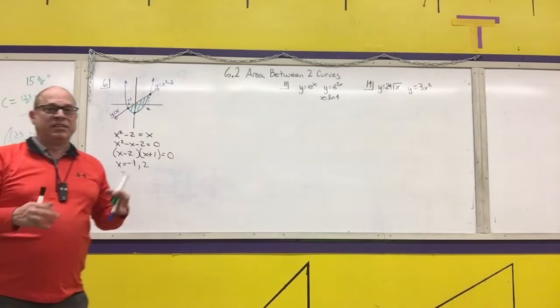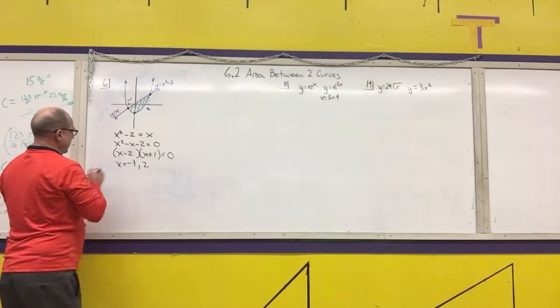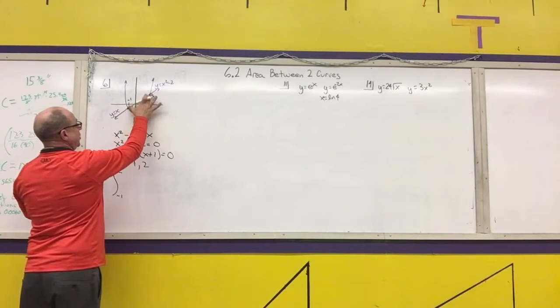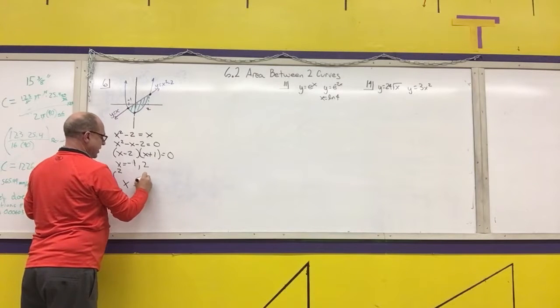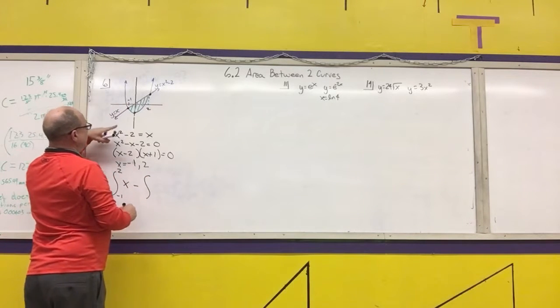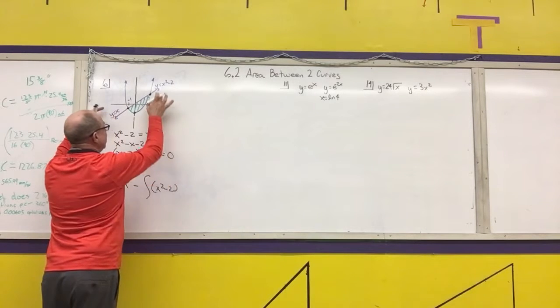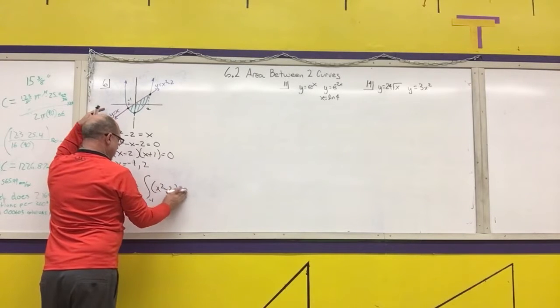So now what I want to do is set up my integrals. I know that the area between two curves is the integral of the top curve, my top curve is the purple curve, which is x, minus the integral of the bottom curve, which is the blue one, which is x squared minus 2. And I've got to put my dx's.